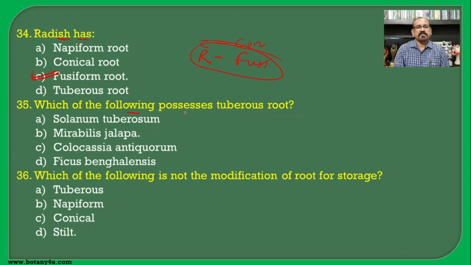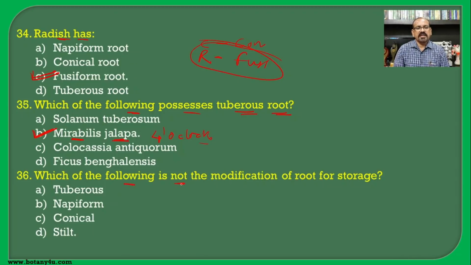Then which of the following possesses the tuberous root? Earlier we have seen that the tuberous type of root is present in Mirabilis jalapa, that is commonly called the four o'clock plant, and hence B is the correct answer for this question.